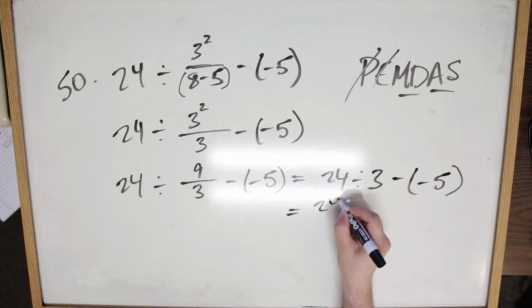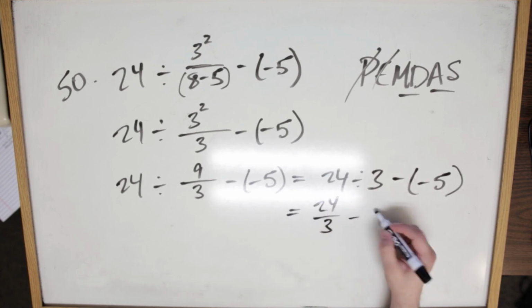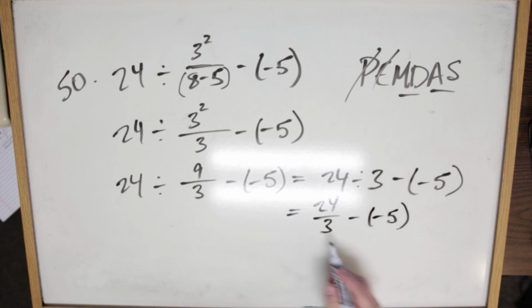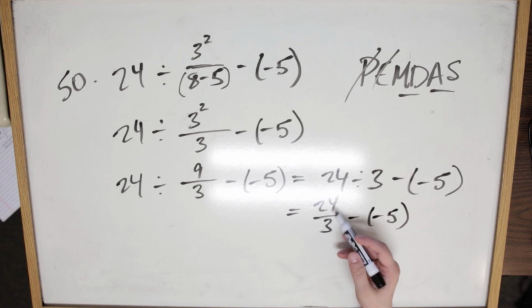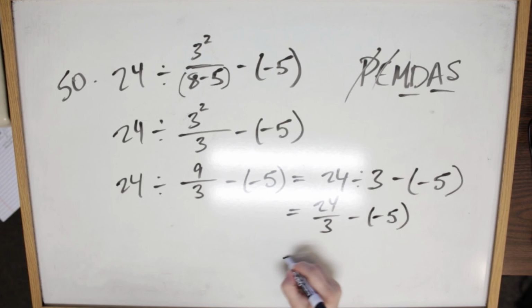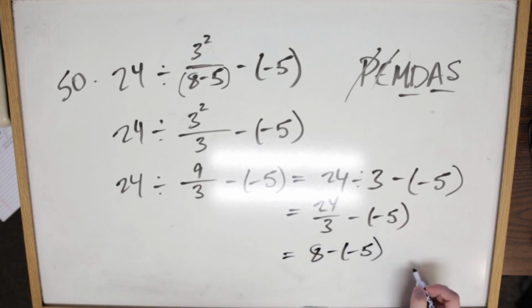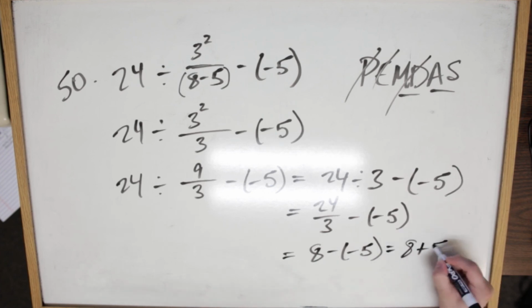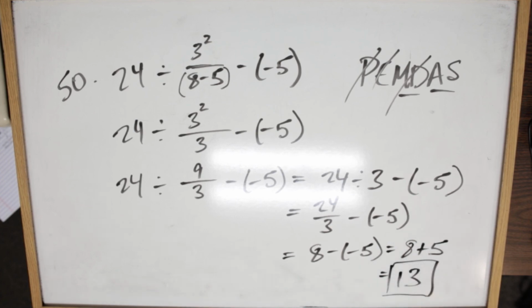Like I said, I like writing it as a fraction. You can do it however you want, but I prefer it this way. I just find it easier to deal with. So 3, how many times does 3 go into 24? That would be, what, 8 times? So 8 minus a minus 5. So that's the multiplication and division. And then we have addition and subtraction. So 8 minus a minus 5 is the same as 8 plus 5, which is equal to 13. And that is our final answer.